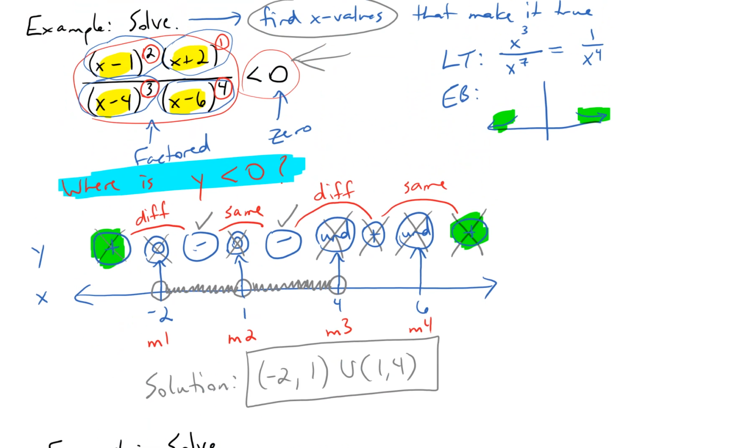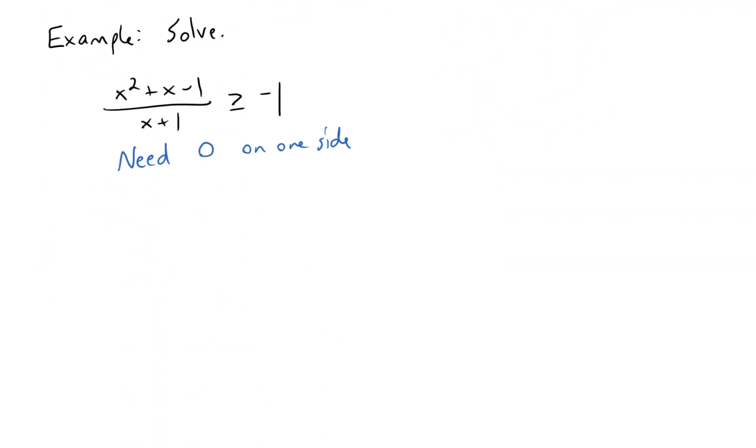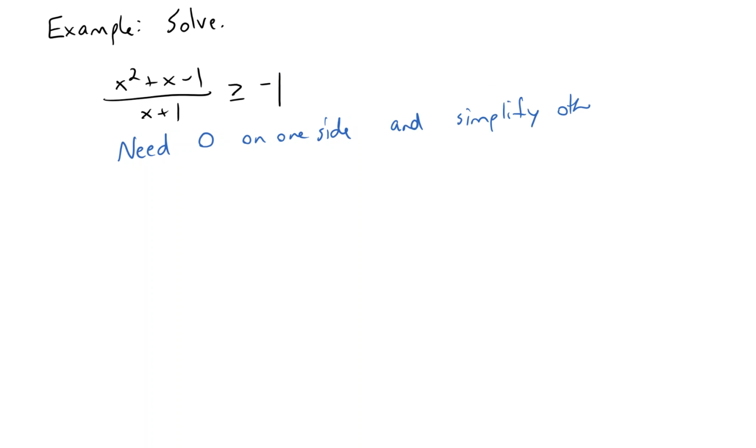In the previous example, we already had 0 on the right side, so all we had to do is figure out where y was negative. That's why the pluses and minuses can be useful if the other side is 0. So we need 0 on one side and simplify the other side, meaning combine everything together into a single fraction.